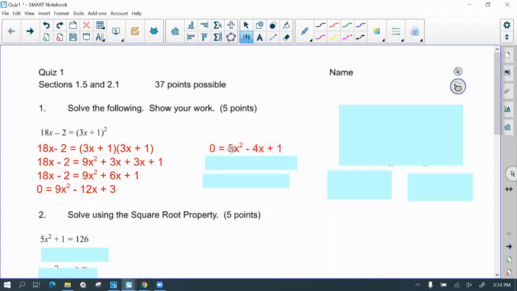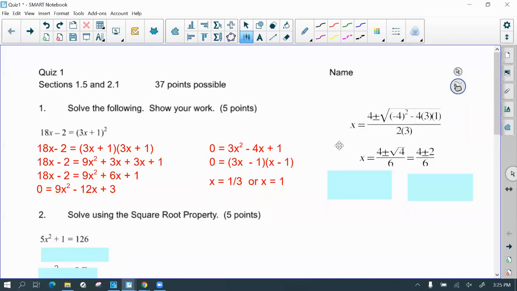And now I see, oh, this is actually factorable. This factors into 3x minus 1 times x minus 1. So my answers are a third or 1. So being good at factoring is very, very good. I would definitely do a YouTube search on how to factor to kind of freshen up your skills. However, quadratic formula will always work.